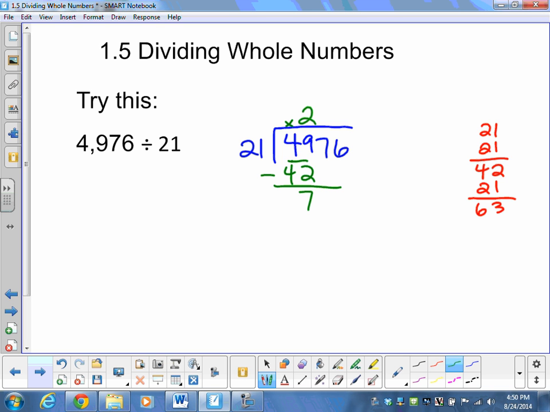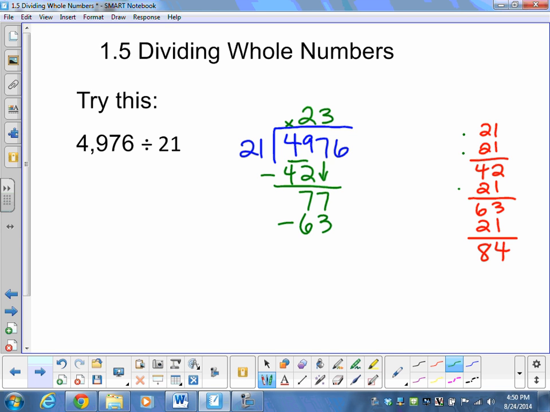The next step in the process is to drop down the next number, which is a 7. How many times does 21 go into 77? Well, on the side here, I did 3 21s to get 63. If I add another 21, I get 84, which is too high. So it looks like 1, 2, 3 21s make 63. So I'm going to put a 3 up here. 21 times 3 is 63.